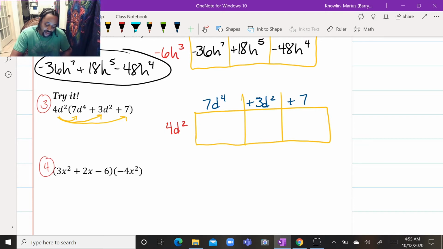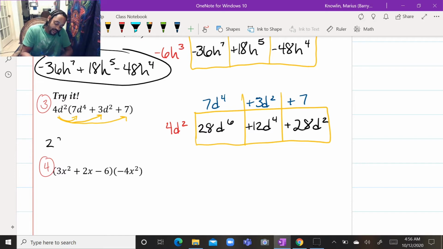Okay. Now, to get what goes on the inside of those boxes, multiply the coefficients, add the exponents. Multiply the coefficients, add the exponents, and multiply the coefficients. In this case, this is just going to be 28, and we keep the d squared. The 7 doesn't have a d for the variable, so we just keep what the 4d squared had. And then we write our answer out: 28d to the 6th plus 12d to the 4th plus 28d squared. Final answer.